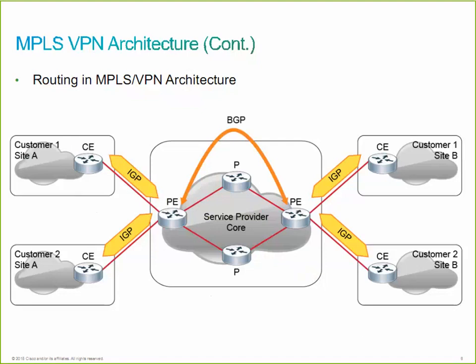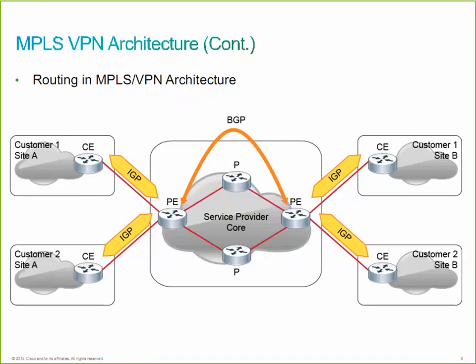The CE router peers only with the PE router and doesn't peer with other CE routers. Again, this would only apply if this is a layer 3 MPLS VPN architecture. All right? So the CE routers are not peering with other CE routers. We're not exchanging routes directly from CE router to CE router.